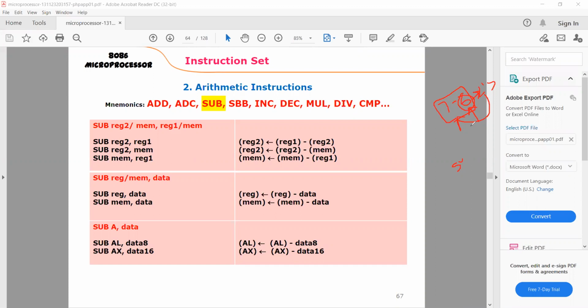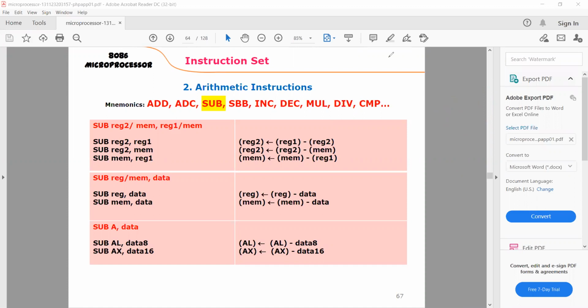So if it is 0, we'll convert that to 1. If it is 1, we'll convert that into 0. That is what is called 1's complement. For that 1's complemented number, we'll add 1. That gives you the 2's complement of that particular number. That 2's complemented number will be added to the minuend, and that addition will give you the subtraction result. This is the internal process of subtraction inside the processor.